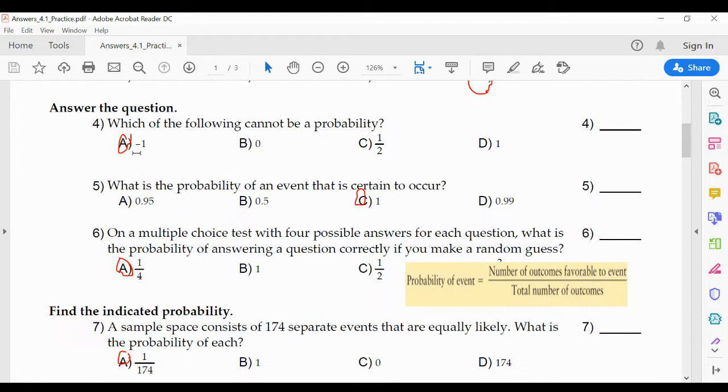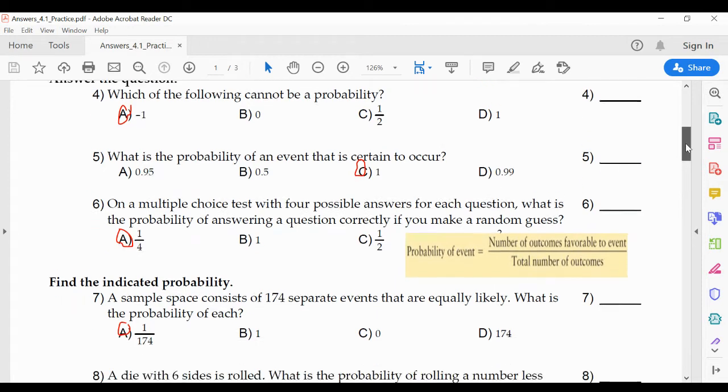Which of the following cannot be a probability? Well, probabilities can't be negative. The reason is that probabilities are normally found when you have equally likely events. It's the favorable outcomes over the total number of outcomes. To get a negative number, you'd have to have a negative number of outcomes, and that can't happen. So 0, 1 half, and 1 are fine. Probabilities can't be bigger than 1, and they sure as heck can't be negative.